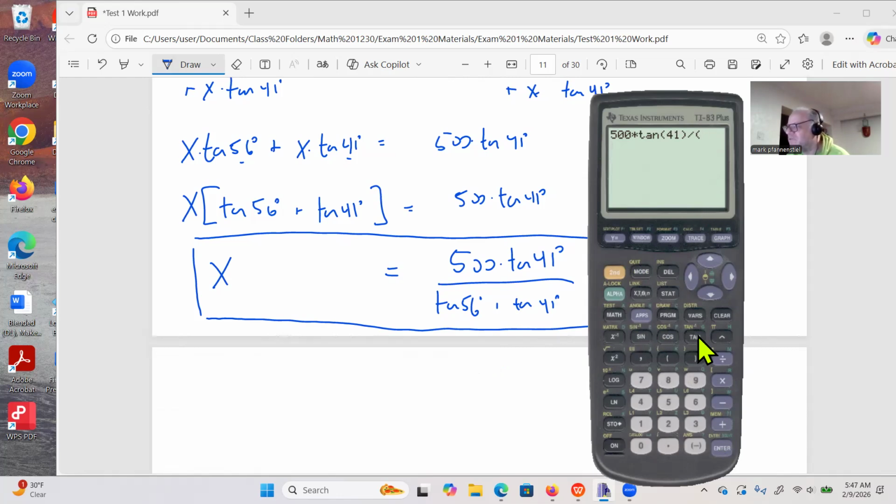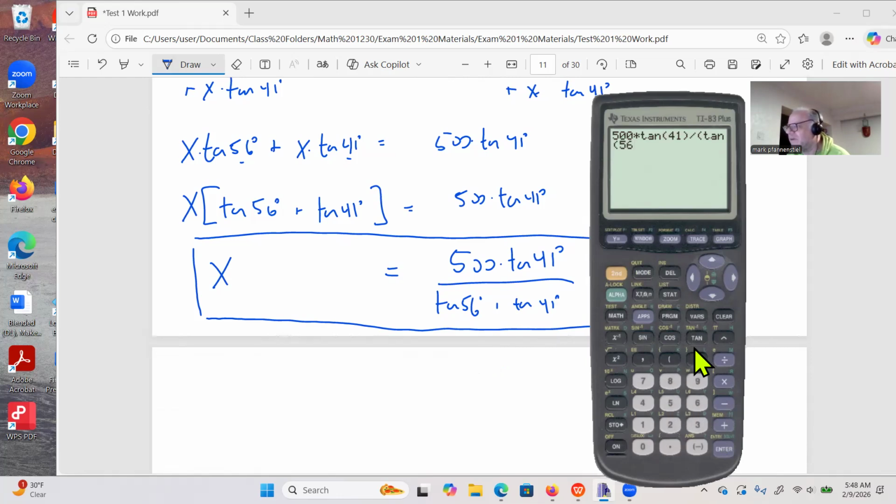You could have done this in a different order, by the way, too. The tangent of 56, parentheses. Okay, so that's the tangent of 56 plus the tangent of 41. If you're going to do intermediate calculations, I would say keep it to at least 4 decimal places. So we can actually figure out what's going on with that.